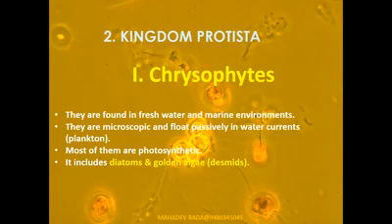They are found in freshwater and marine environments also. They are microscopic and float passively in water currents. Through the movement of the water, these keep on moving. Most of them are photosynthetic, capturing the sunlight and able to prepare food. They include diatoms and golden algae. These are the 2 groups in chrysophytes.